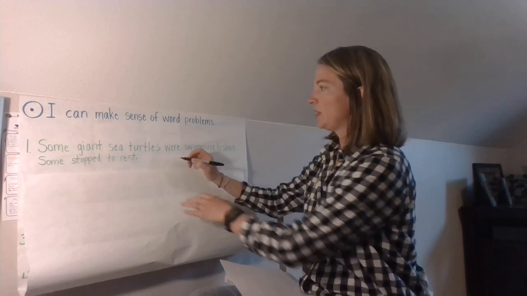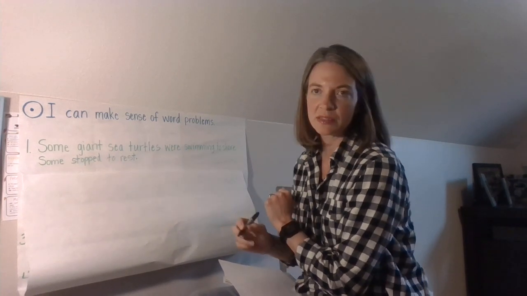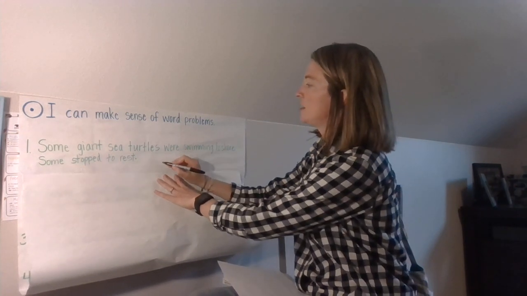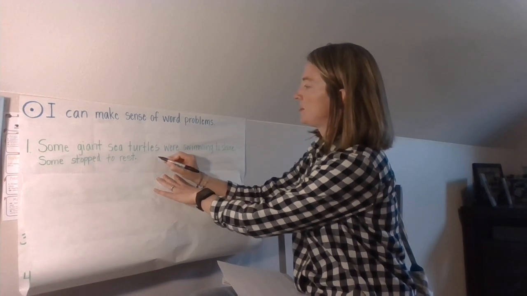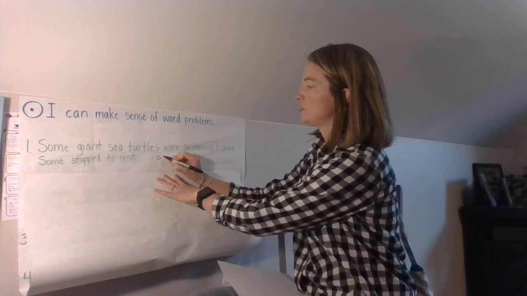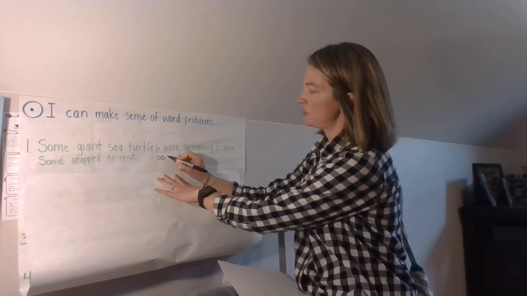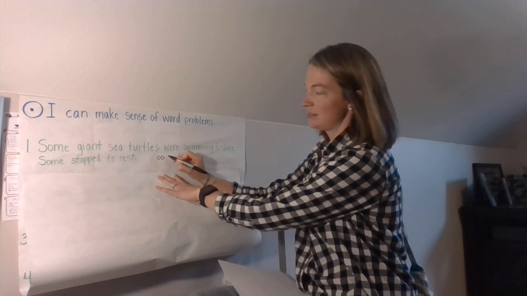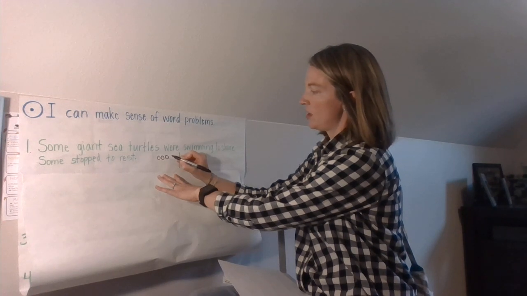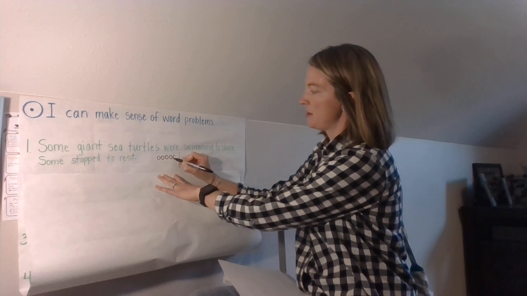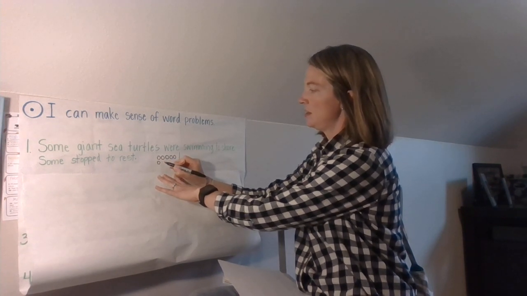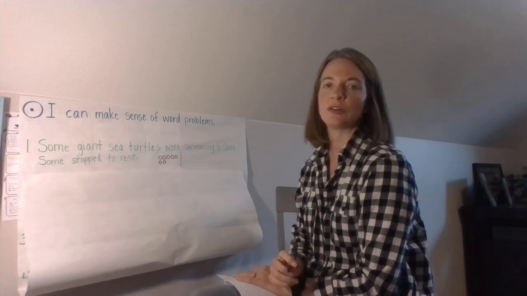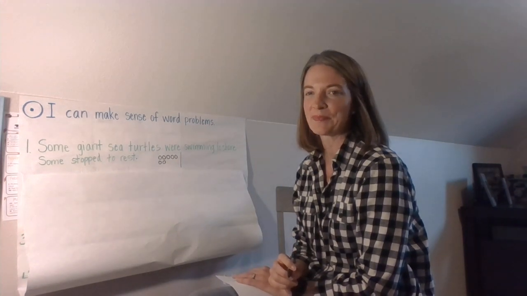So remember, we know that the word some means more than one. So I'm going to draw, there's some sea turtles, and here they are swimming. I'm going to draw circles as my model for my sea turtles. I don't want to take much time sketching out a fancy sea turtle. So I think maybe there are 7 sea turtles swimming to shore.